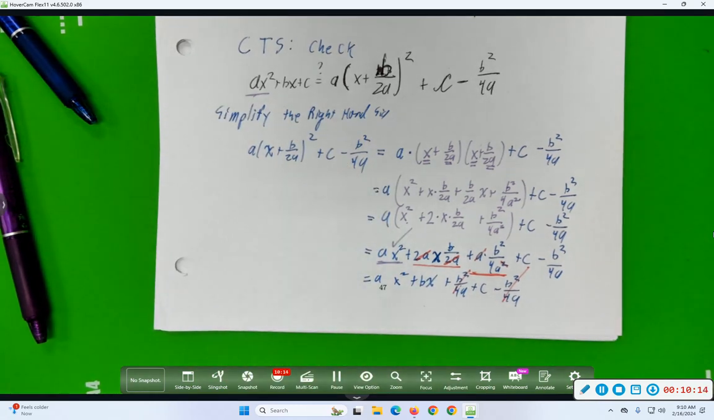There's why the completing the square formula is correct. There's nothing magical about it. If you just FOIL out the square side, you'll get ax squared plus bx plus c. And it's always nice to see why a mathematical formula is correct. It's just algebra.